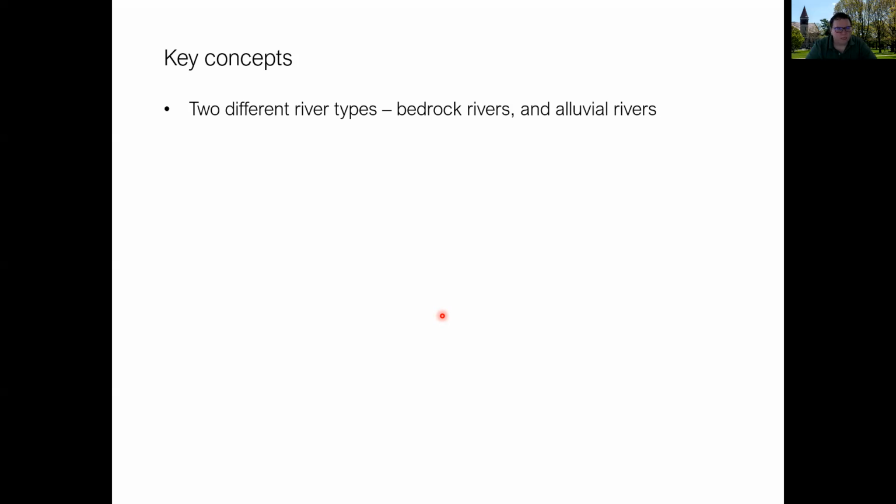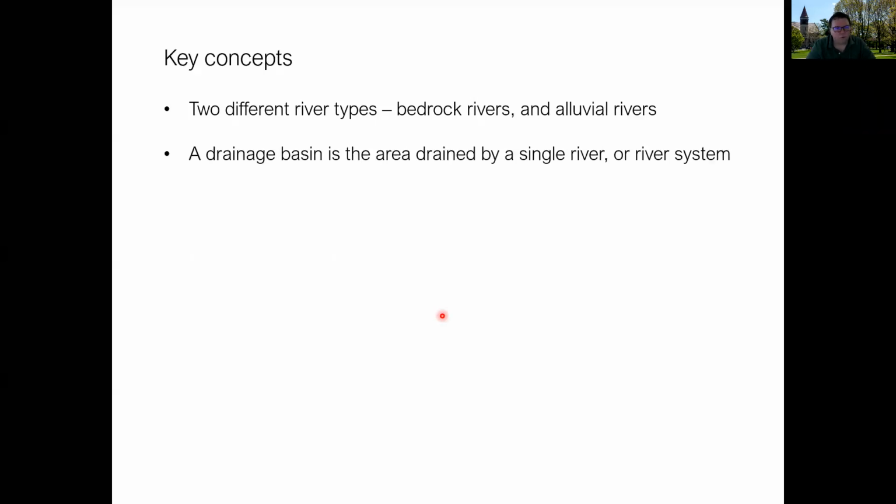The alluvial rivers tend to have much flatter-lying topography. Bedrock rivers usually have some topography, at least over a geographic expanse. And alluvial rivers tend to have very wide channels because of their overland flood deposits. Key term here: drainage basin is the area drained by a single river or river system.